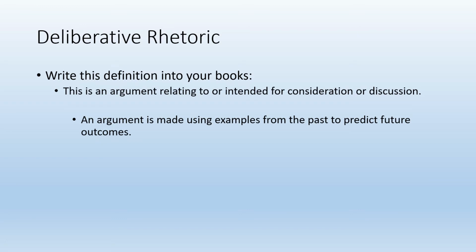Deliberative rhetoric. Really, that's just persuasive rhetoric. Rhetoric is simply devices used in writing. So you just need to write this definition into your books. Deliberative rhetoric is an argument relating to or intended for consideration or discussion. An argument is made using examples from the past to predict future outcomes. So you're simply saying in your speech, look, this was done in the past and this is what happened. If we do it now, that will happen again. We just need to get those definitions into our book. So I'll just give you 5 minutes to do that.